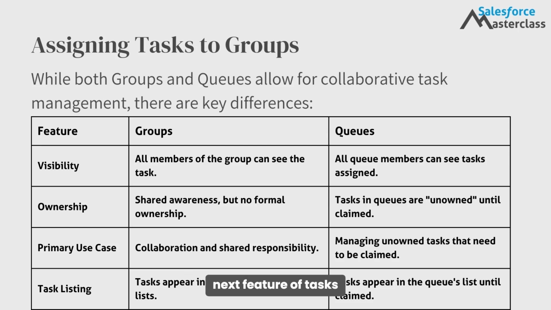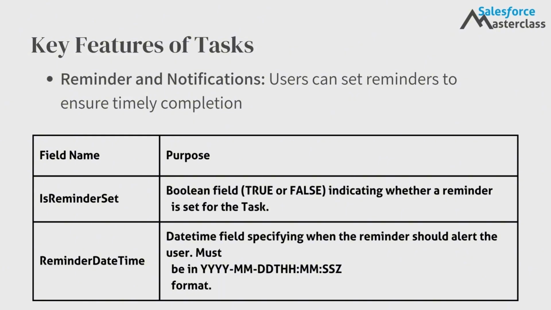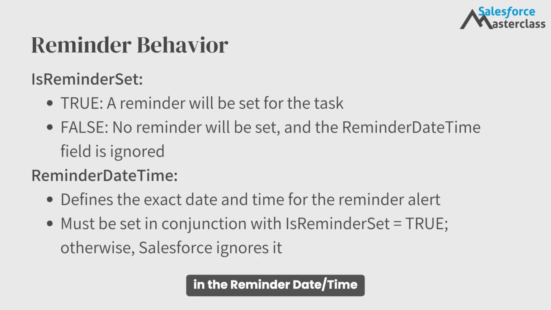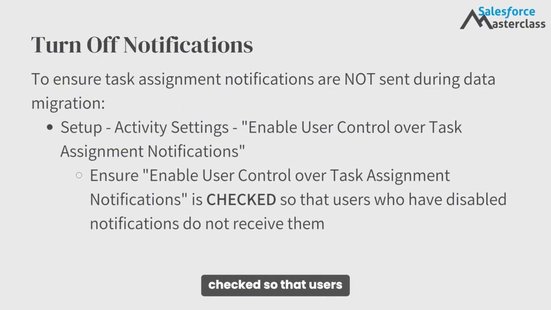The next feature of tasks to understand before inserting them is the reminder functionality. To set a task reminder during data migration, there are two fields to consider: is reminder set and reminder date time. If is reminder set is true, a reminder is set for the task at the date time in the reminder date time field. If is reminder set is false, no reminder is set and the reminder date time field is ignored. During migrations, you will typically set is reminder set to false so that you don't overwhelm users with task reminder alerts. Ensure enable user control over task assignment notifications is checked so that users who have disabled notifications do not receive them.